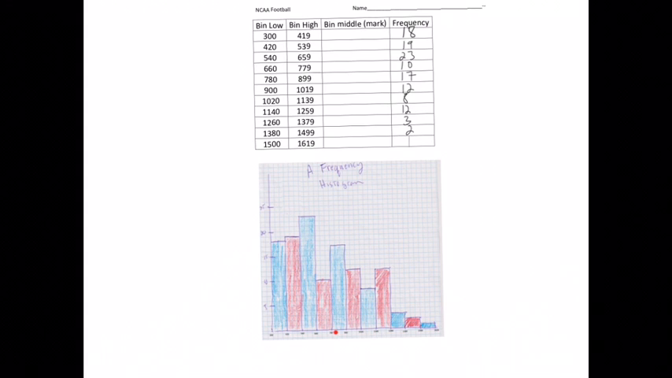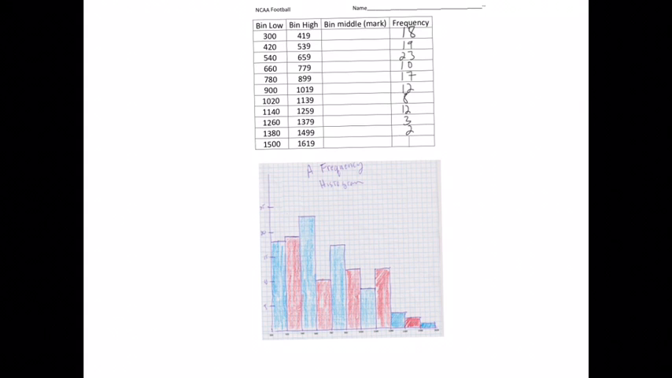So between 780 and 899, or 780 and 900, I saw 17, and up here, see how it's 15, and then 2 more than that is 17. So that's all I did was fill that in.